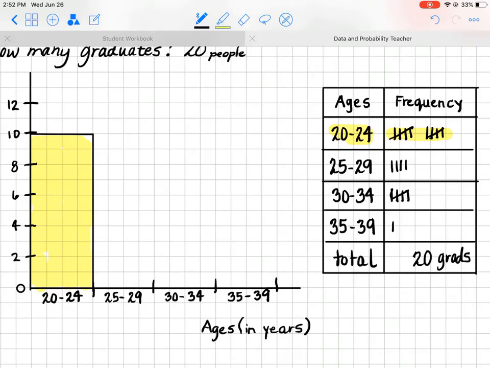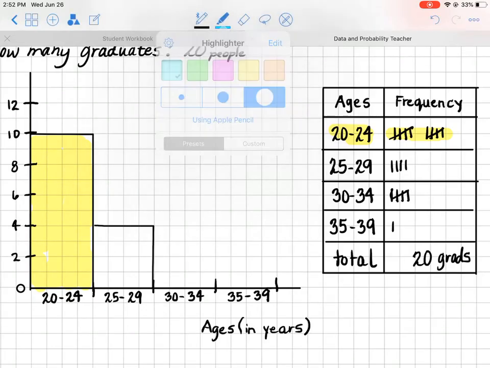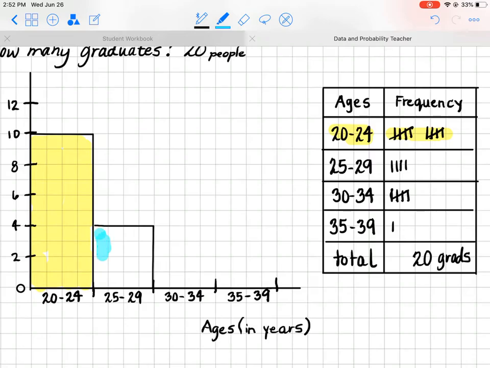Okay, for the 25 to 29-year-olds, there were only 4 graduates. So I'm going to draw up to the 4. This is the bar, and I'll color that one with blue. This is one of my favorite things about doing math on my iPad. I can color. So that's this bar.